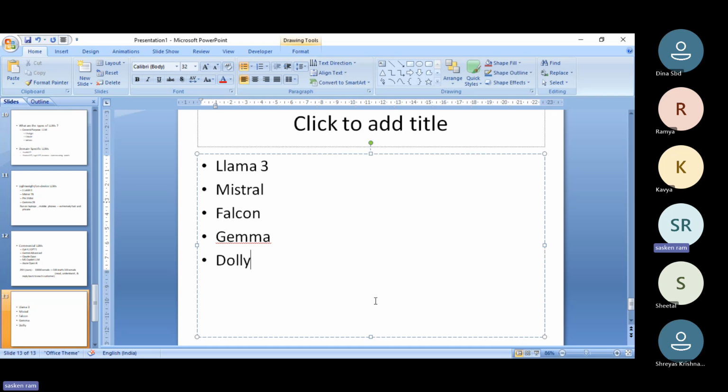So now the question is, which one is better? When can I use commercial or open source?